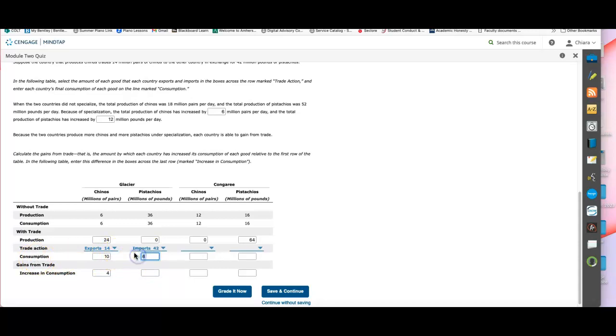It's going to be 8 million pounds because it's importing all of them in pistachios. So 42 minus 36 is going to be 6. It increased consumption by 6 million pounds. Let's move on to Congaree.